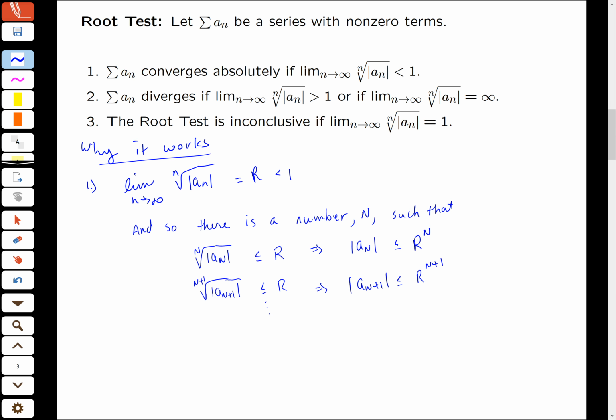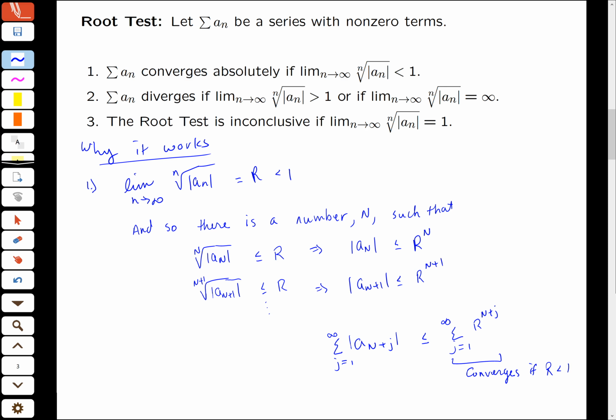So if I'm looking at all of these terms, what that tells me is that the sum of the terms a_{n+j}, with j going from 1 to infinity, has to be less than or equal to the sum of r to the n plus j. This is a geometric series. Comparing it to a geometric series, this converges by the geometric series test if r is less than 1.